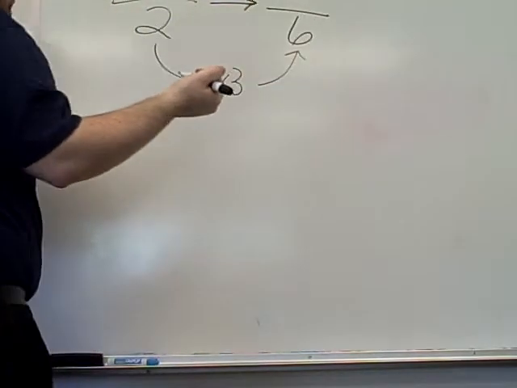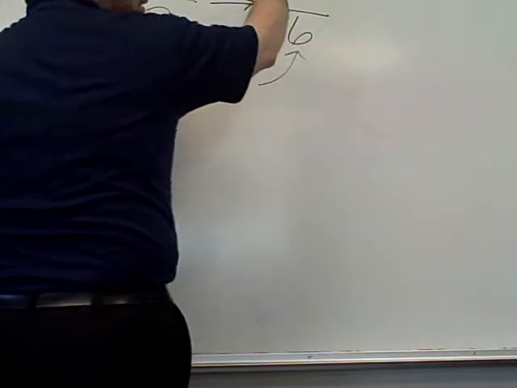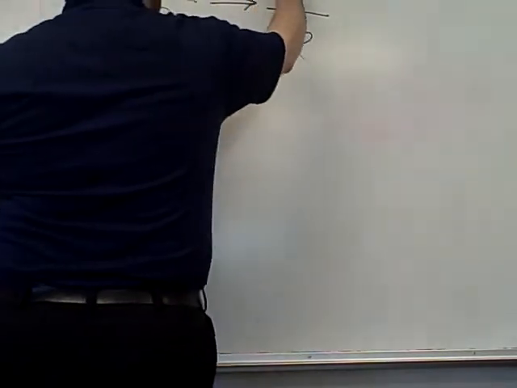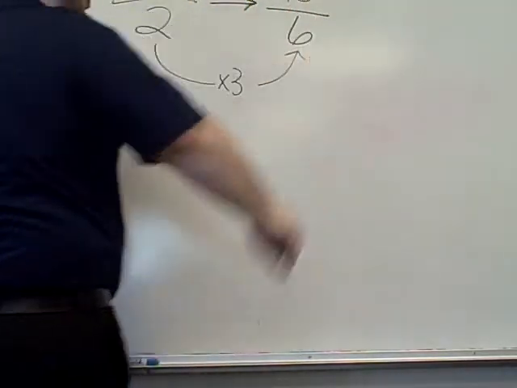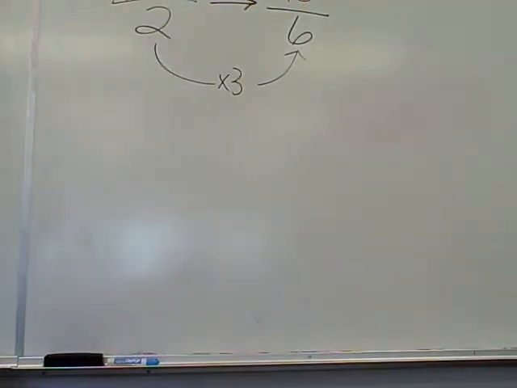3 times 5 is? 15. How much money are 6 smoothies? $15. You should remember this from October, November. A couple of you got the question wrong on the test. It was the pitchers of iced tea, I think. The one with the glasses. A couple of you got that one wrong.